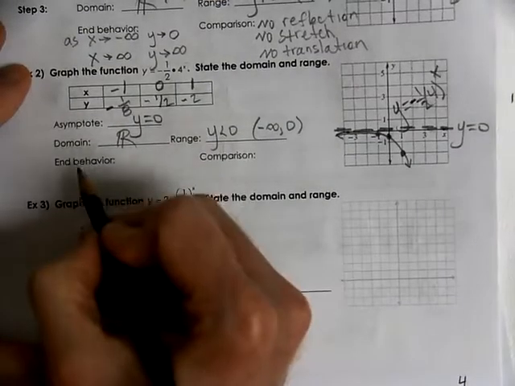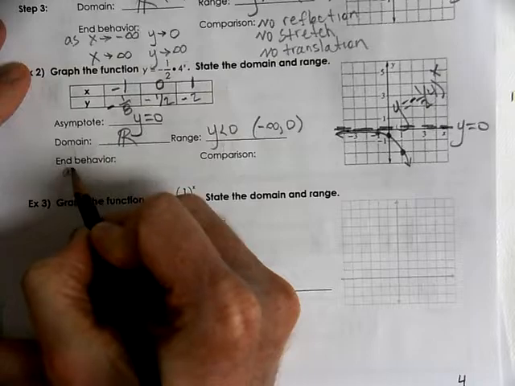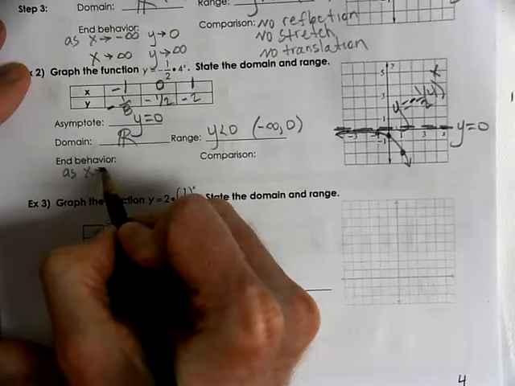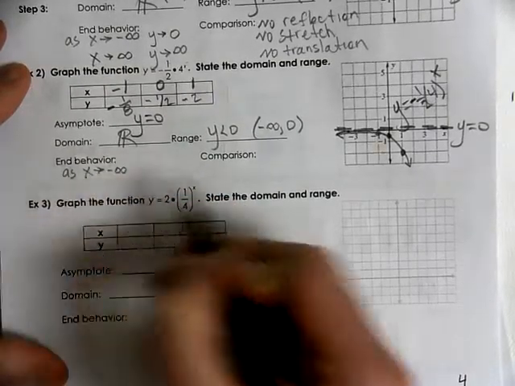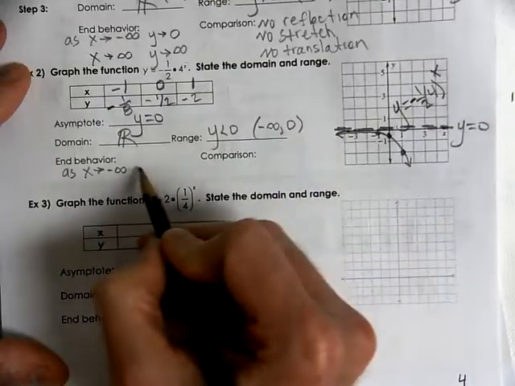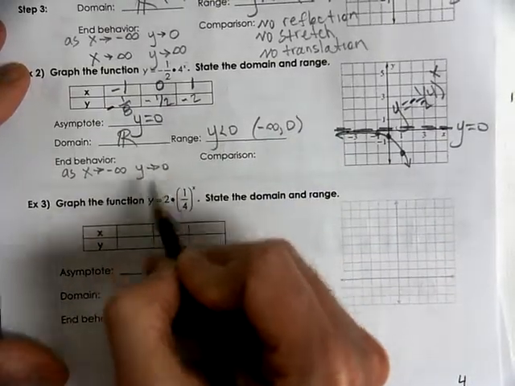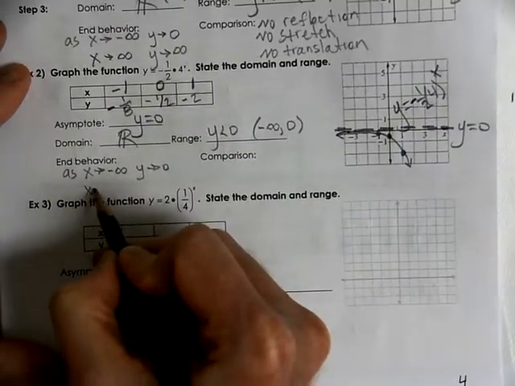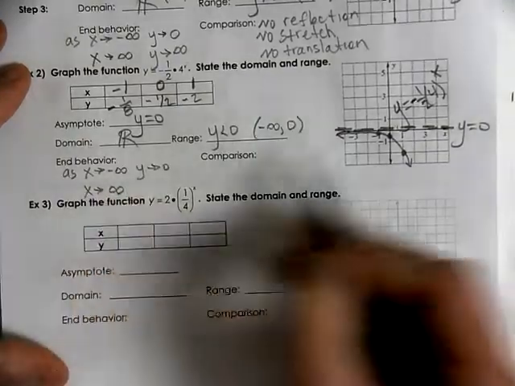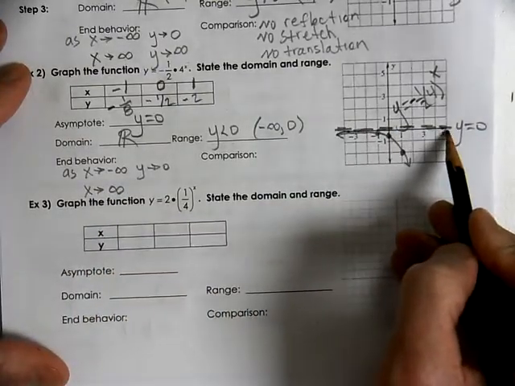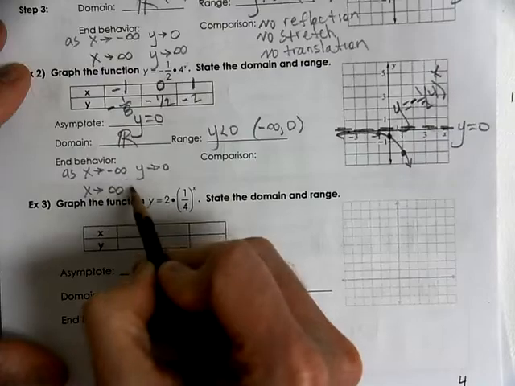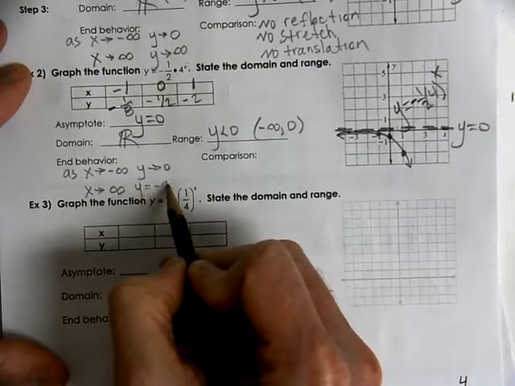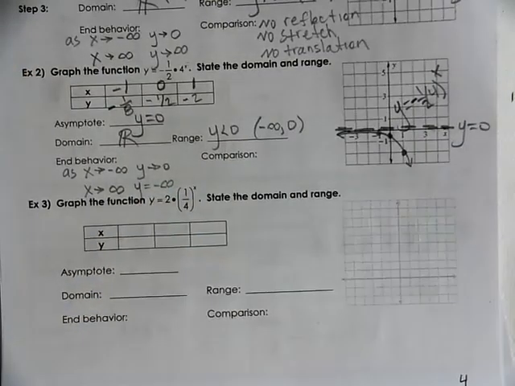For your end behavior, as x looks to the left, the graph is approaching 0. And as the graph moves to the right, the graph is going farther down to negative infinity.